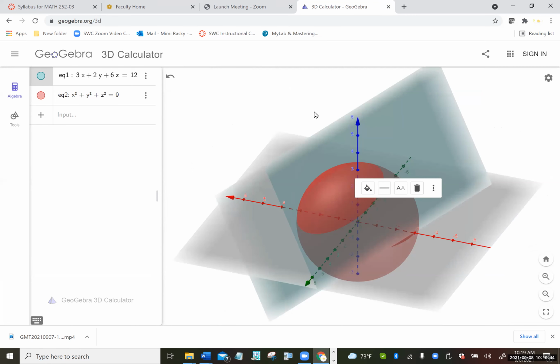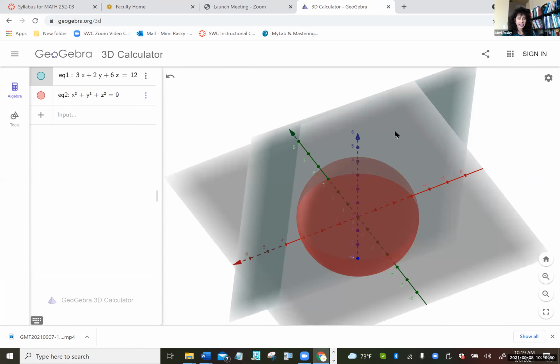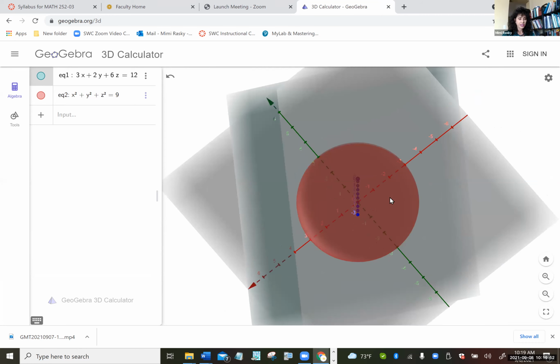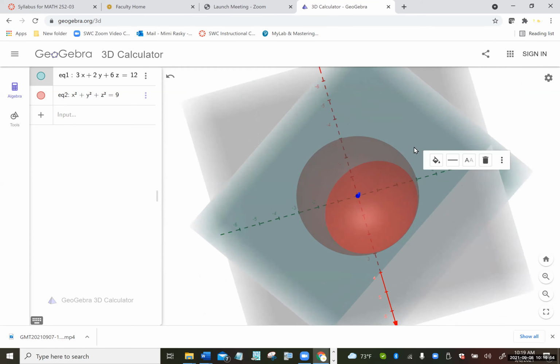I have a question when it comes to the first equation. So what's the shape for that? That's cool. It's just a flat surface. It's that green thing that's a flat surface. Can you see it? Yeah, so can you graph a cube?